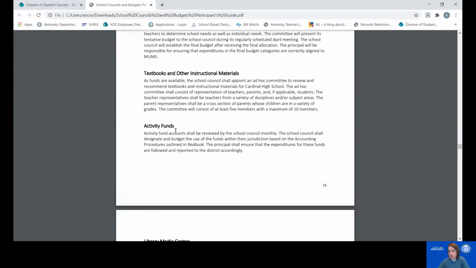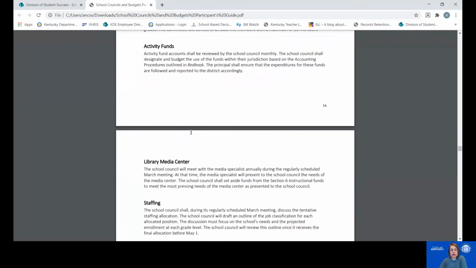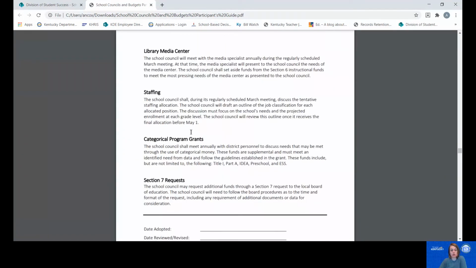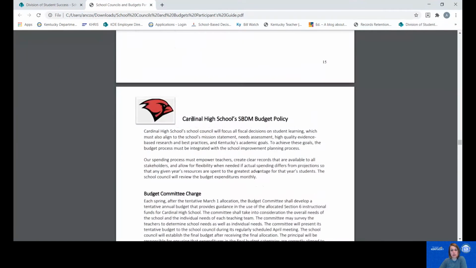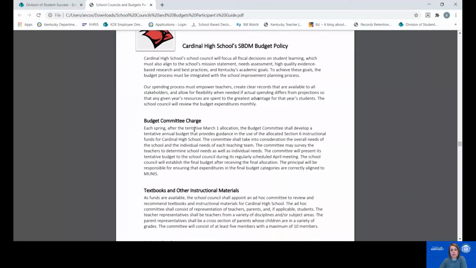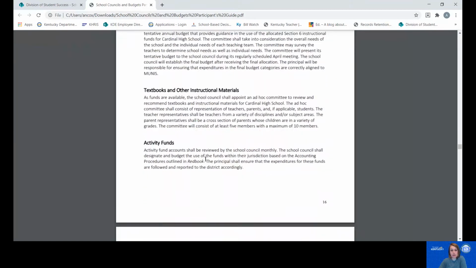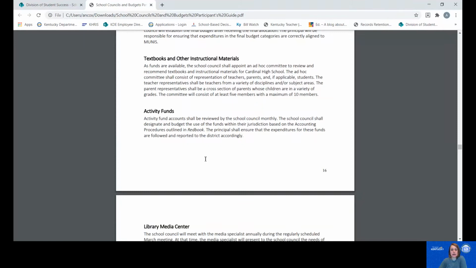In terms of weaknesses, one weakness is that it doesn't include a procedure for amending the budget. So it doesn't have the process or the protocol to follow if this needs to be amended. And so that's something that could be added. Another thing is that professional development funds, PD funds, are not included in here as to how those will be spent or decided how they are spent. And so that's something that could be added here as well.